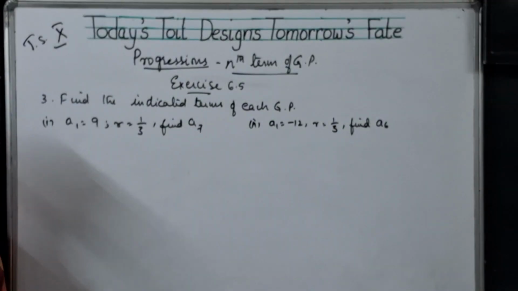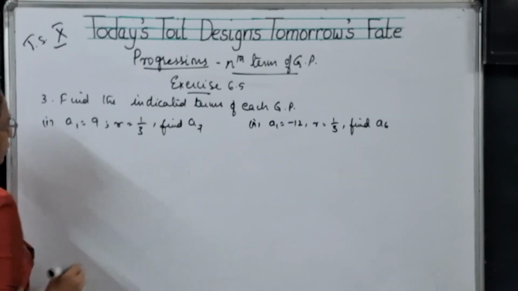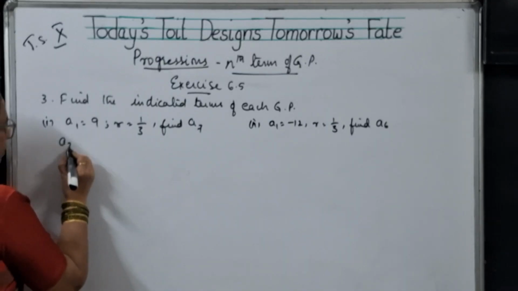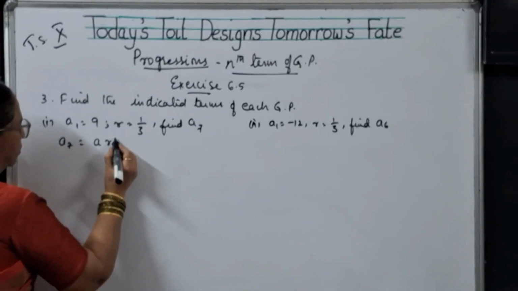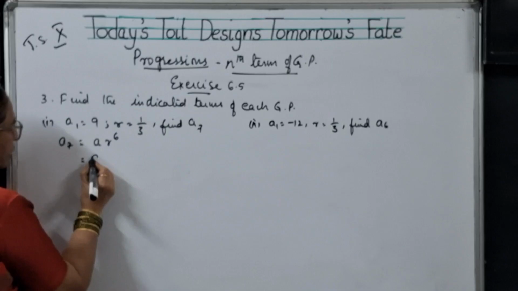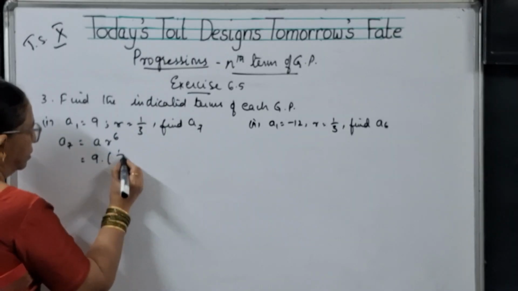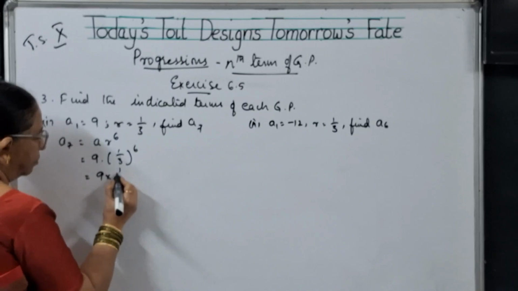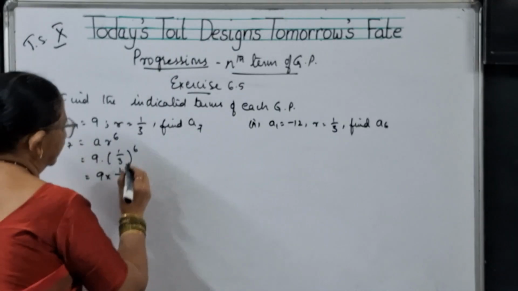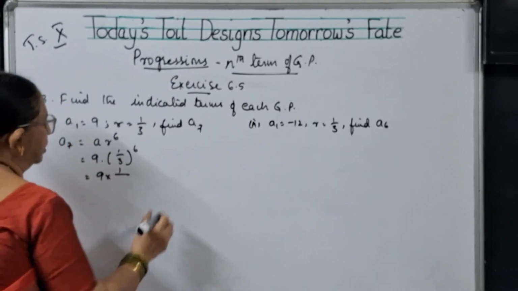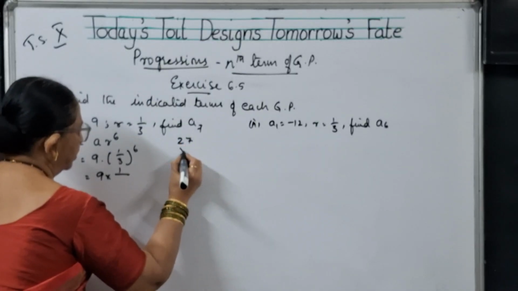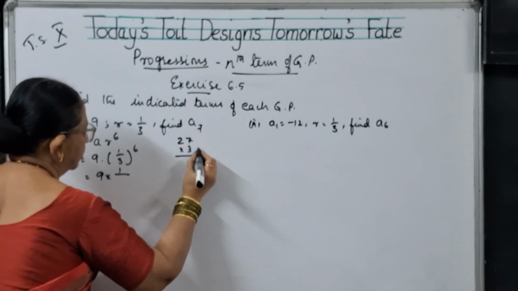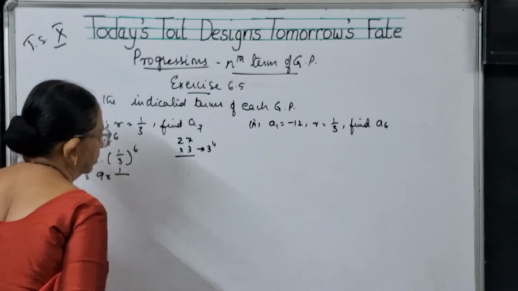Now the third one is find the indicated terms of GP. The first one, A1 is 9, R is 1 by 3. You have to find A7. So A7 is nothing but A R to the power of 6. A is 9 into R is 1 by 3 whole to the power of 6. That is 9 into 1 by 3 to the power of 6. We know 3 cube is 27. So 27 into 3, this will give you 3 to the power of 4.